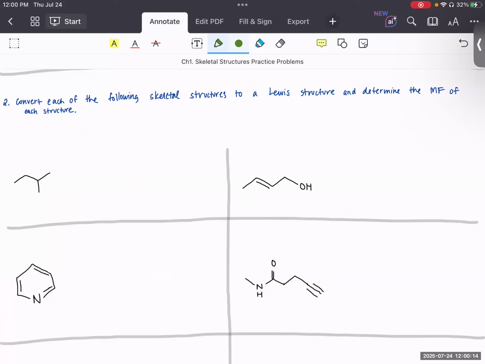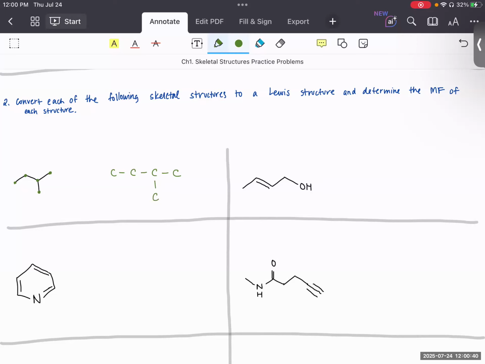All right. So for this next one, we want to convert the skeletal structures to the Lewis structure. So we're doing backwards of what we did before. And then we also want to determine the molecular formula of each structure. So to start off, what I'm going to do is highlight the longest chain of carbons and just draw that out linearly. And then we also have one more carbon right here, and so we can show that here.